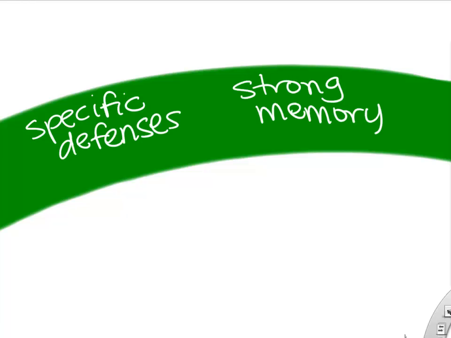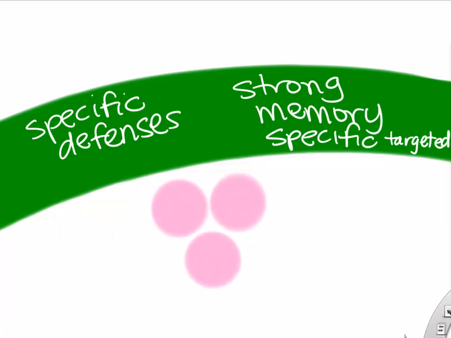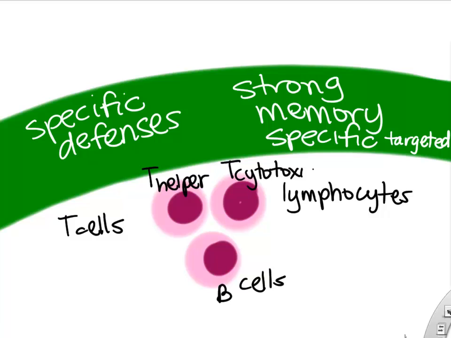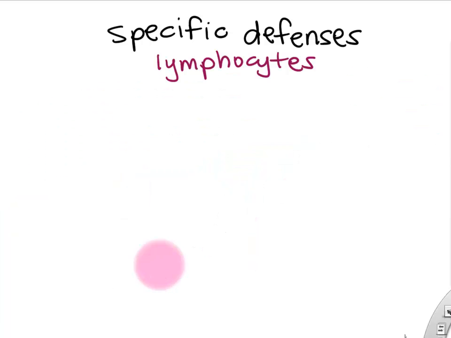Let's talk about our specific defenses. The specific defenses are the strongest, they have the longest memory, and it also is very specific. And specific defenses all rely upon our lymphocytes, which include our B cells and our T cells. And they're probably the strongest and best defenses.